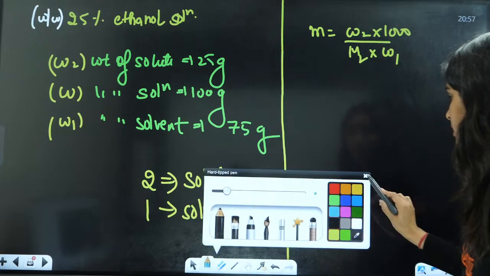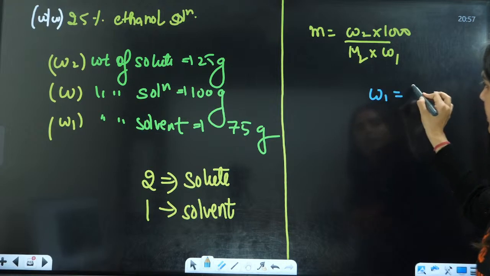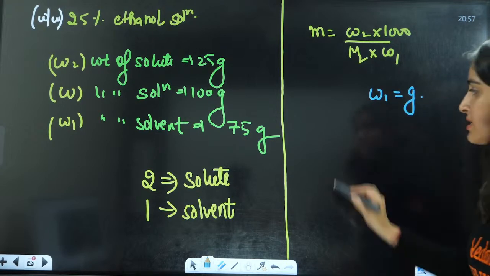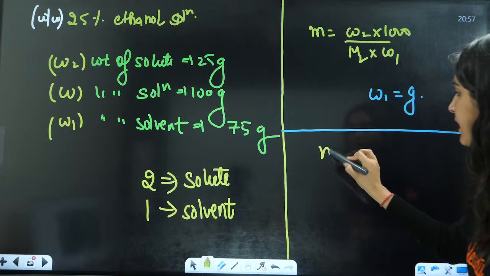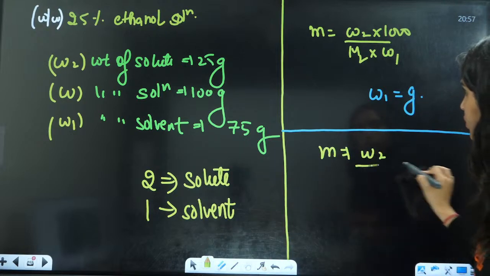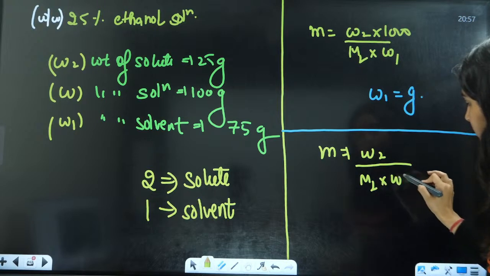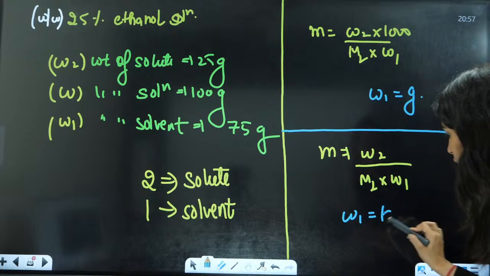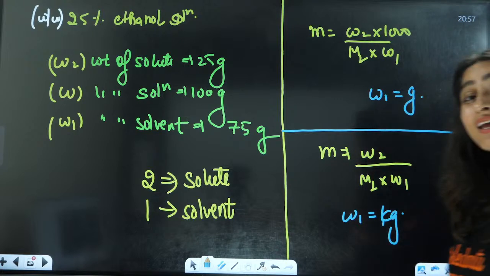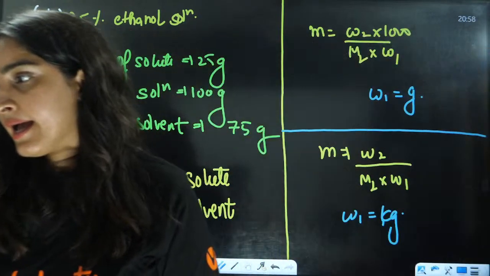If W1 is in grams here, I say molality equals W2 by M2 into W1, and here I'll say W1 is in kilograms. Everything else is in grams.